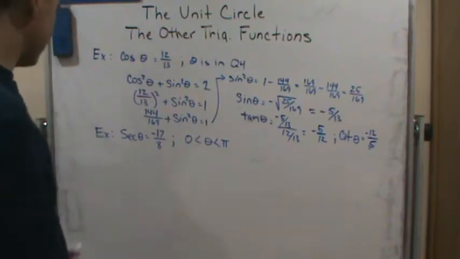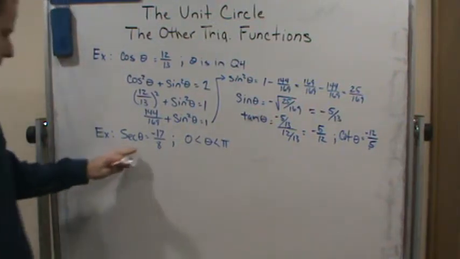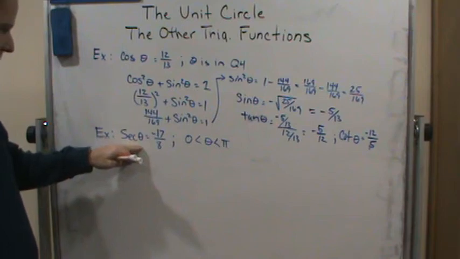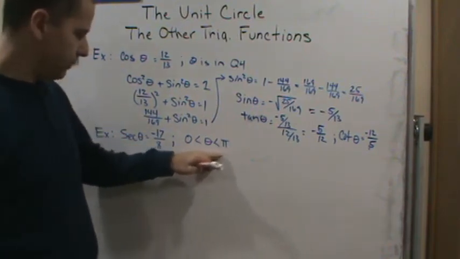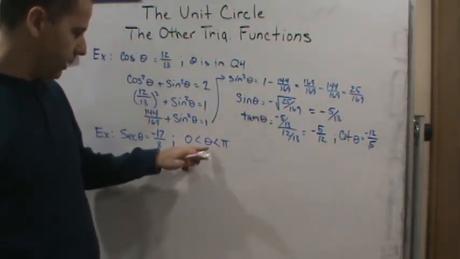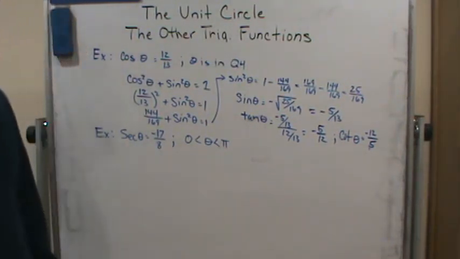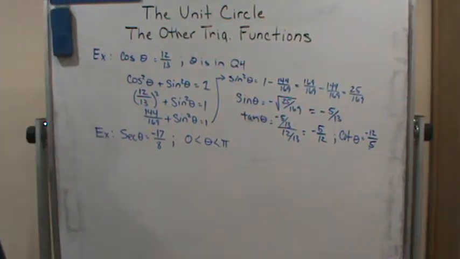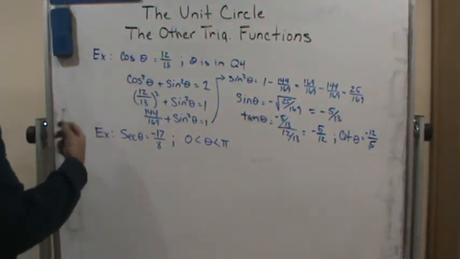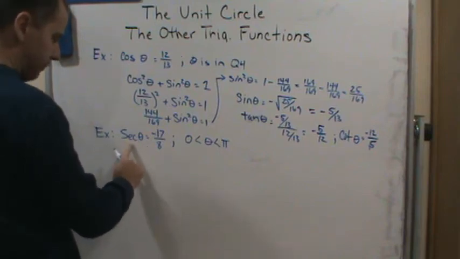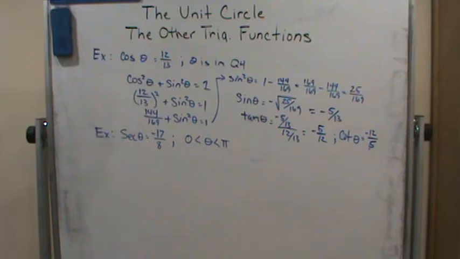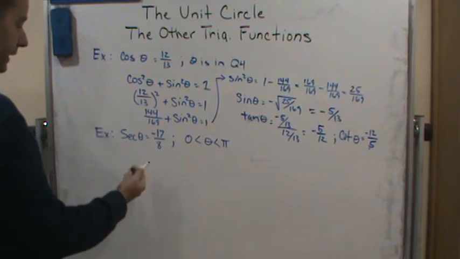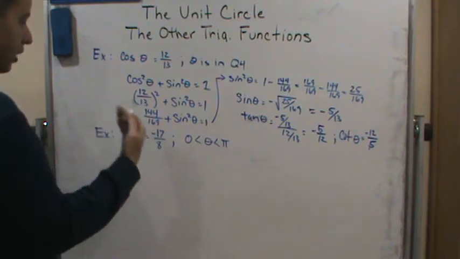Okay? Now, what about secant theta? So now in the second example, I have secant theta is negative 17/8, and I'm given the fact that theta is between 0 and pi. Okay, so now, in this case, I'm given secant. So I'm going to use the other form of the Pythagorean identity.